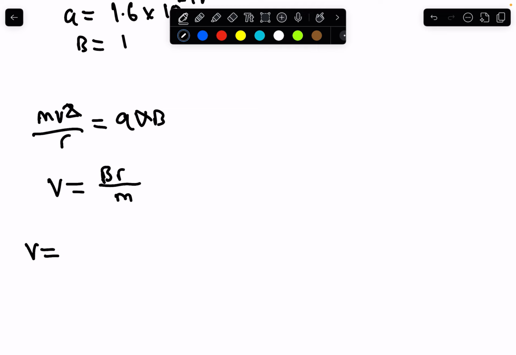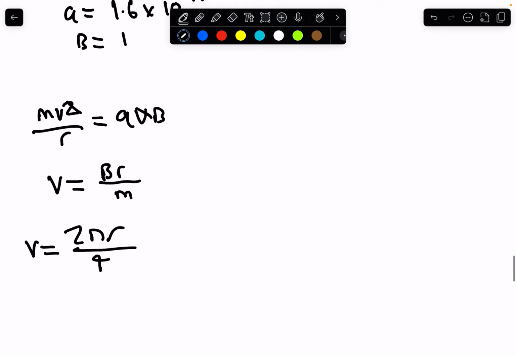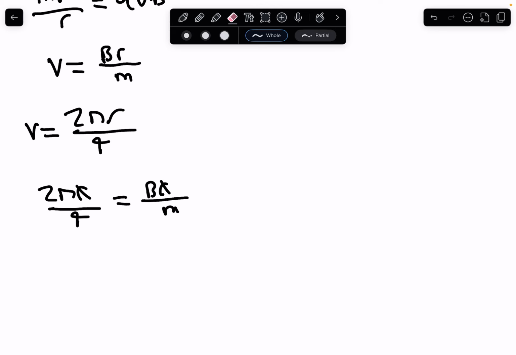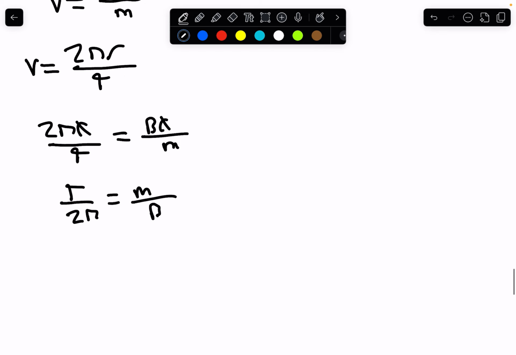and here it's actually asking you for the periodic time, so you have to go back to circular motion, and v equals 2 pi r divided by T. So we're going to substitute that here. So 2 pi r over T, which is the periodic time, equals Br divided by m. So the r's cancel out, and you just want T here, so we're going to flip the fraction around, so it's going to be T divided by 2 pi equals m divided by B, and since you only want the periodic time, it will be equal to 2 pi m over B.